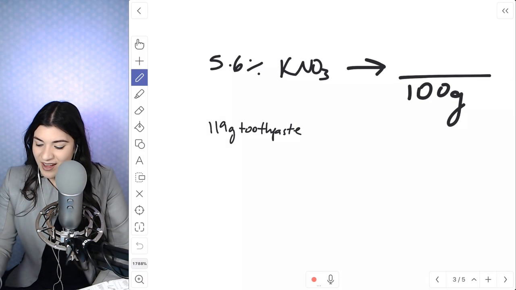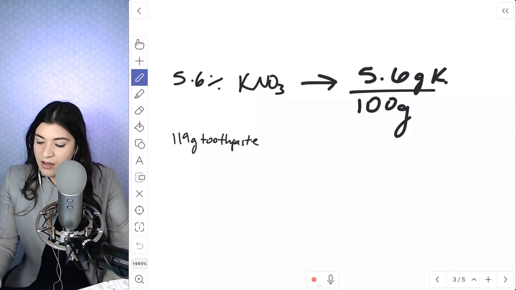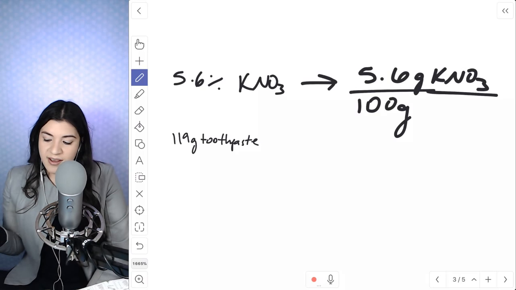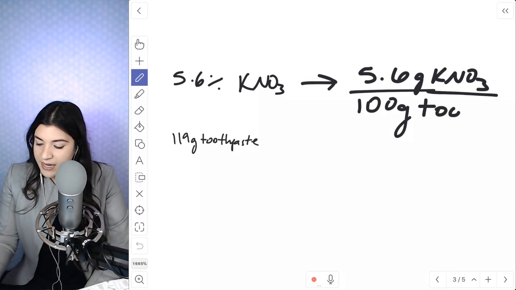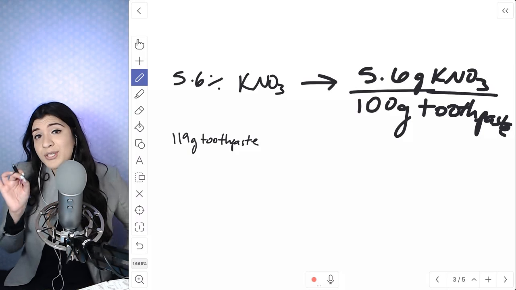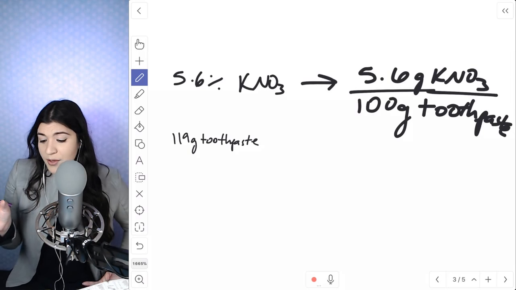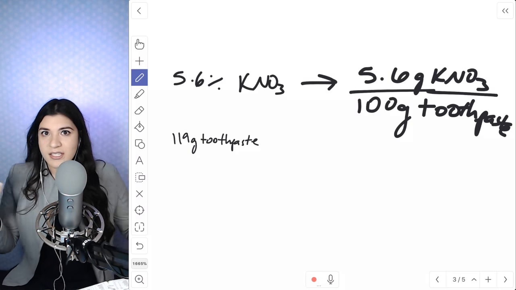So what I'm going to do is put that 5.6 on top, and that's really the grams of our actual compound, or potassium nitrate. And then 100 grams is of the entire tube, or the toothpaste in general. So that's really what is hidden within that percentage. You're allowed to do that, by the way, just place this under 100, since that's what a percentage is. It's out of 100.